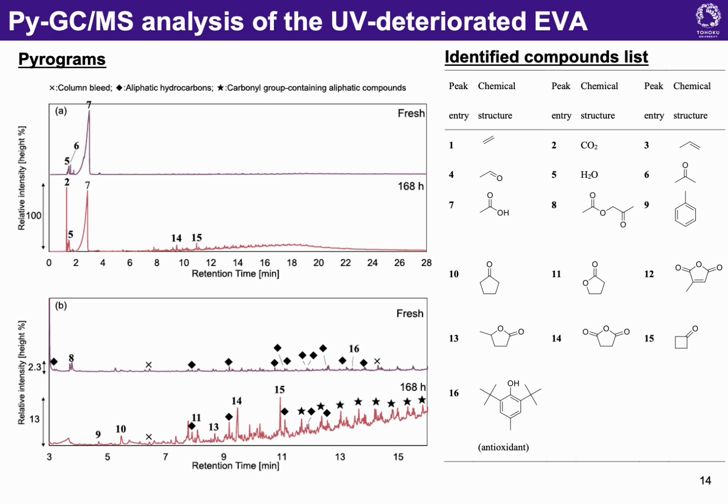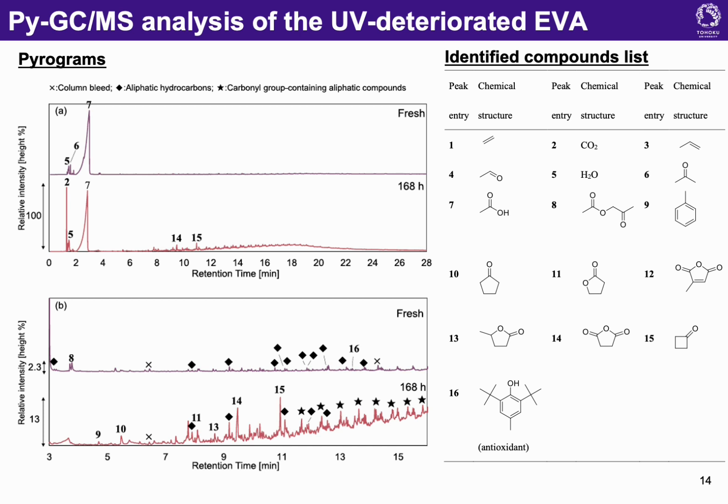The pyrograms of the aged EVA encapsulant were drastically different from those of the fresh EVA encapsulant and included acetic acid, number 7, carbon dioxide, number 2, water, number 5, toluene, number 9, and ketones, numbers 10 and 15, and a wide variety of lactones and anhydrides, numbers 11 to 14.